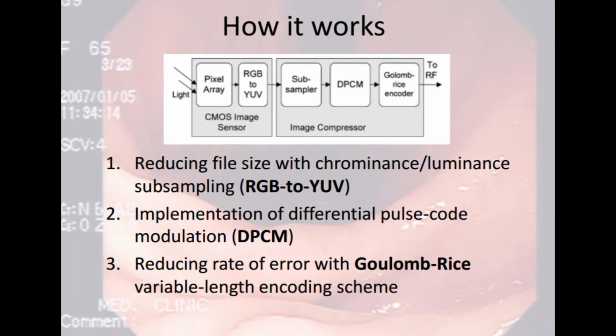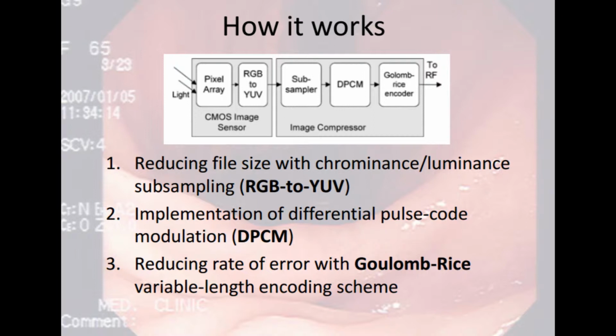Dr. Tariq Khan proposes a three-part algorithm to reduce file size. One, consisting of luminance-chrominance conversion, reduction of spatial resolution of color channels, which takes advantage of the human ability to discern color differences better than intensity differences. Two, taking the difference between adjacent pixels, which takes advantage of the fact that most areas of an intestine are approximately the same color and intensity.